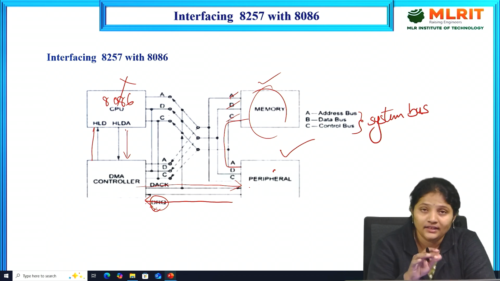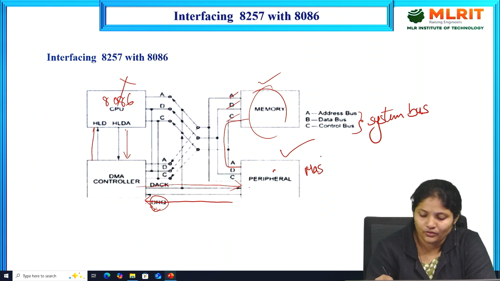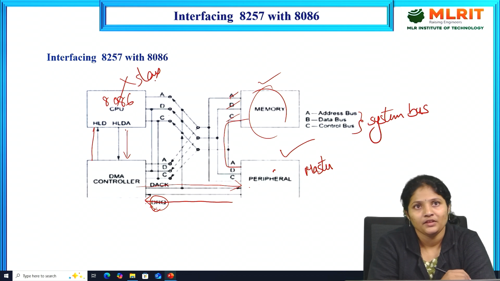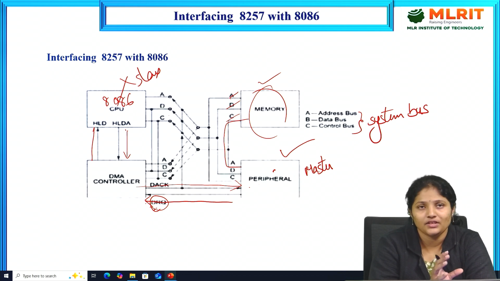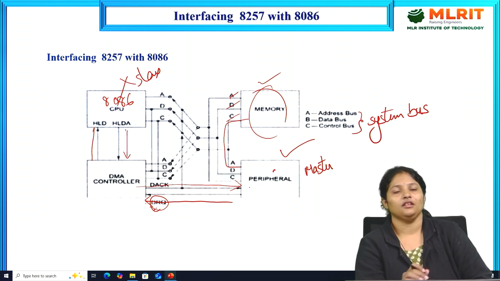In this particular case, the peripheral device accessing the memory is in master mode, and the 8086 is in slave mode. It doesn't do anything, it just holds the system bus. So the peripheral devices that want to access the memory can do so by using the DMA controller. This is the interfacing diagram of the 8257 with the 8086 microprocessor.